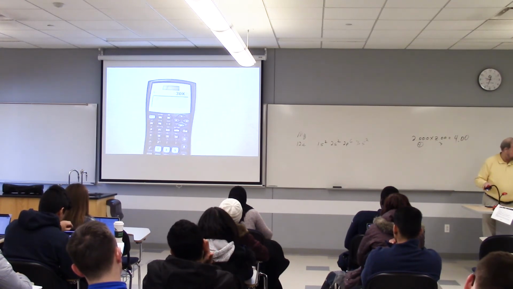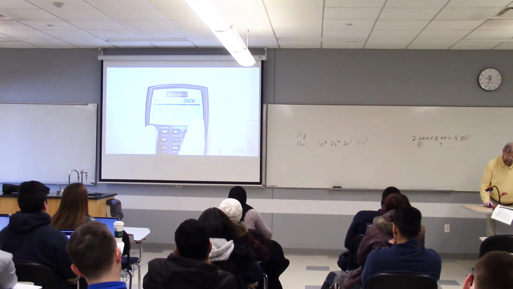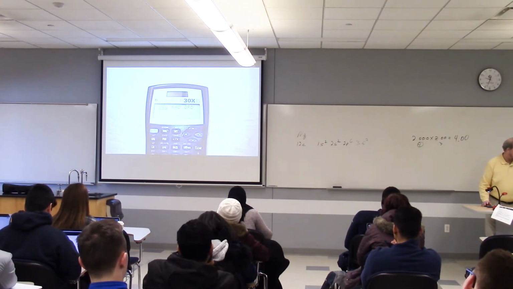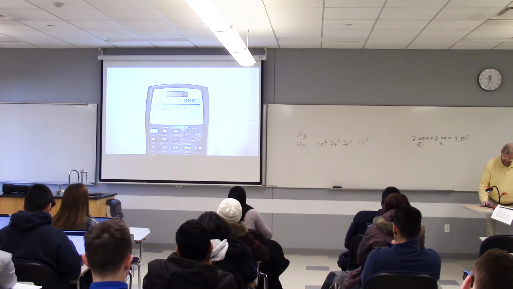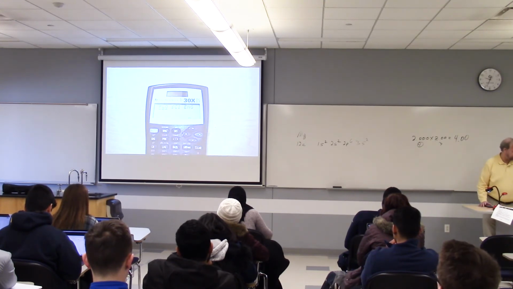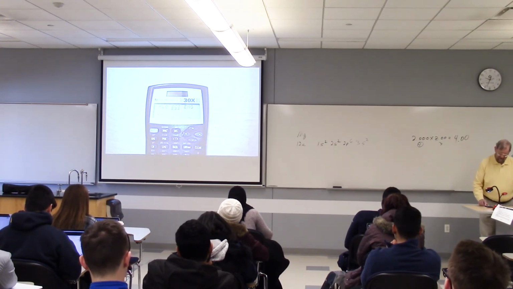All right, if you look right here, you'll see something missing. I'm going to push the second button, and you see in blue above it says SCI ENG. I'll put that. There we go. Didn't push it hard enough. And I'll scroll over till SCI is underlined. I'll hit enter. I'm now in scientific notation.